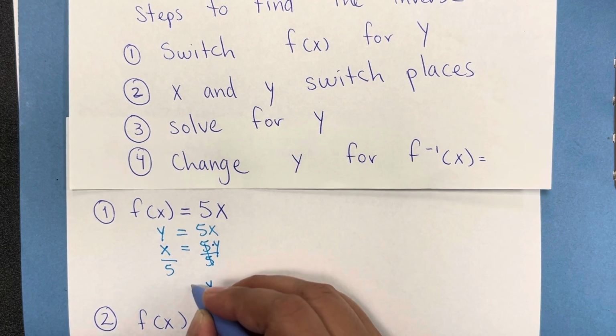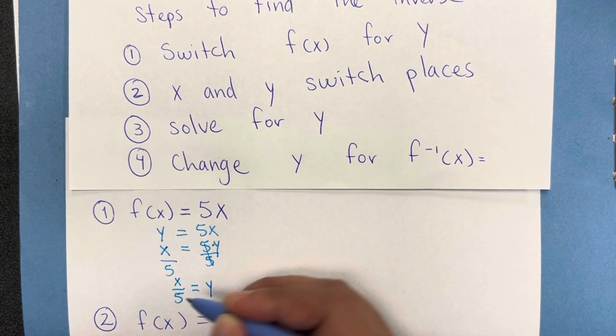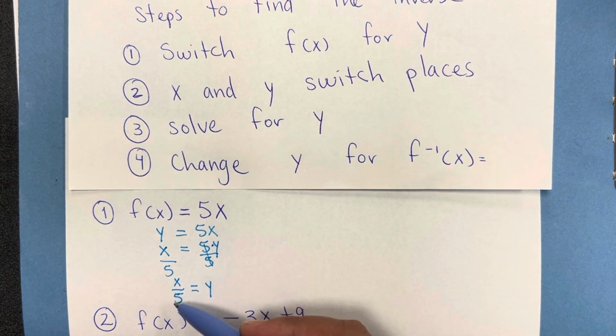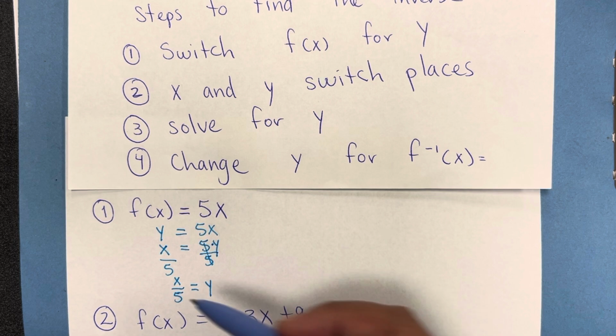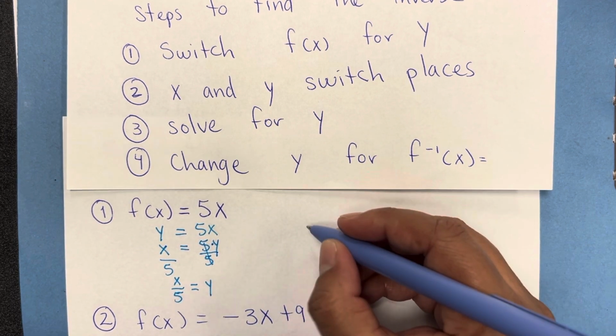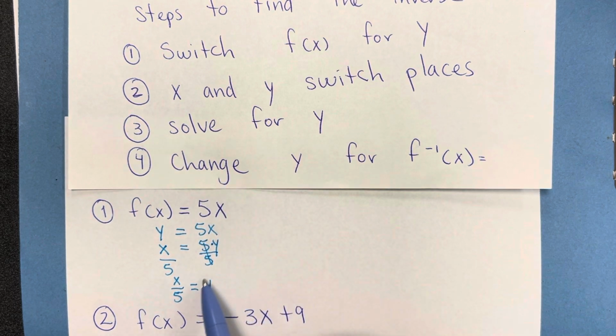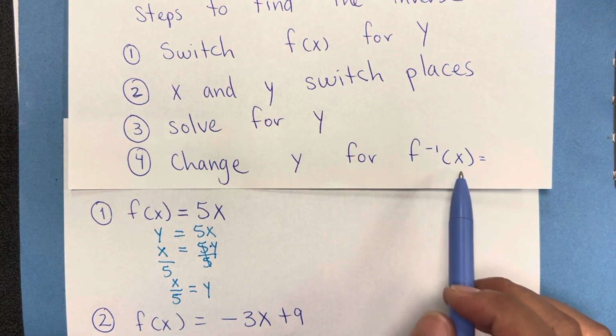And so y is equal to x over 5. Sometimes it's also written as 1/5 of x. And for the second part, where we're going to graph it, I think it's better if we have it as 1/5 of x. So the last step is, now that we solved for y, or left y by itself, we're going to switch to the inverse of f of x.